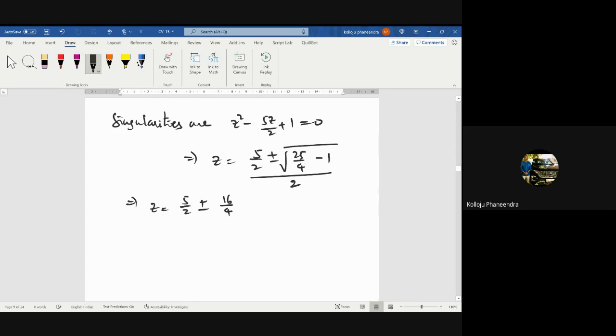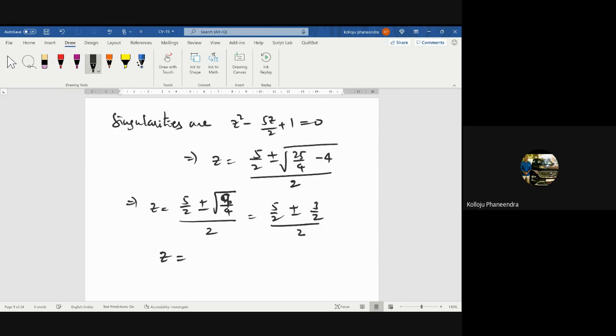5 by 2 minus b plus or minus 25 by 4 minus 4ac by 2. Done. 16 minus 9 by 4 by 2. This is 5 by 2 plus or minus 3 by 2 by 2. So what is the z value?